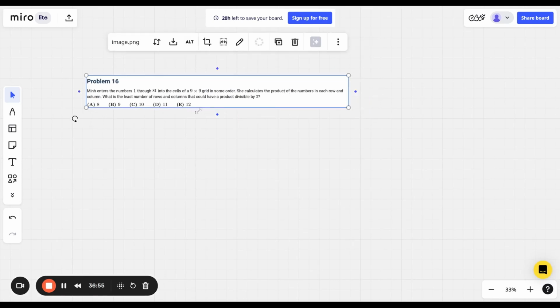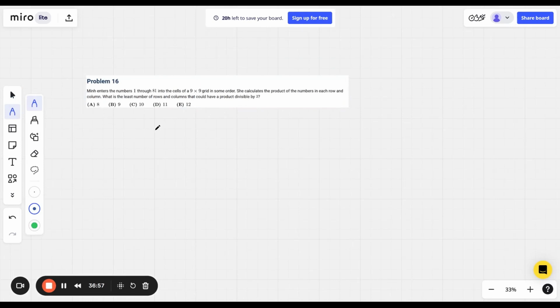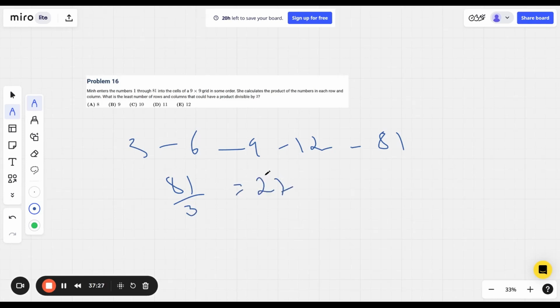Problem 16: Min enters numbers 1 through 81 into the cells of a 9 by 9 grid, then calculates the product of the numbers in each row and column. What is the least number of rows and columns that can have a product divisible by 3? So we can just consider which ones have a 3. So we have 3, 6, 9, 12, up to 81. And we just want to count how many there are first. 81 divided by 3 equals 27 different multiples of 3. And we want to pack them all as tightly as possible into some small collection of rows and columns.